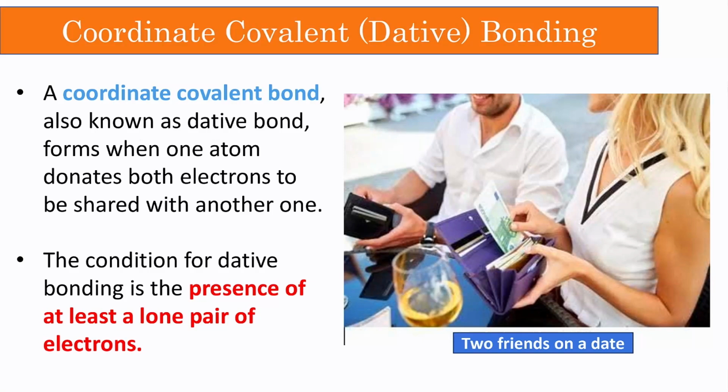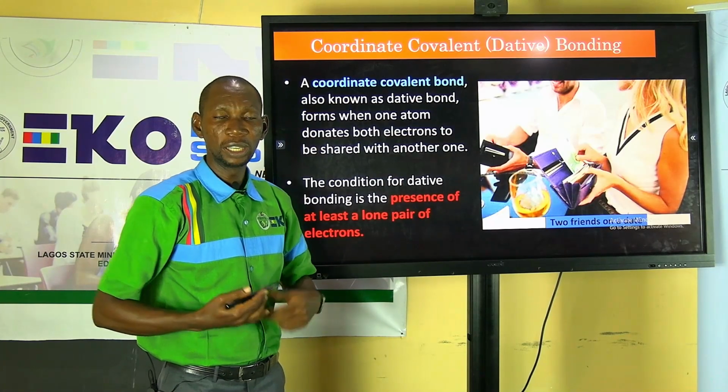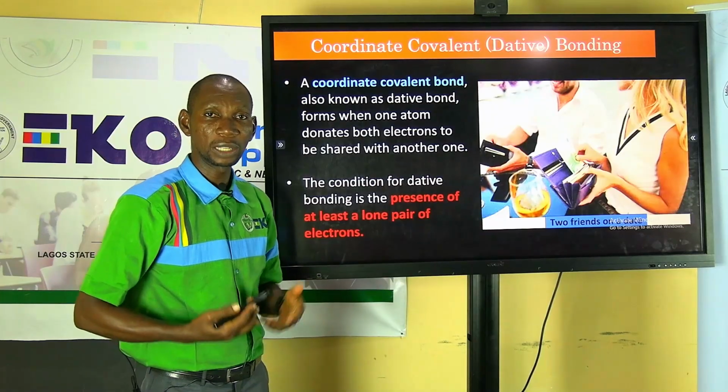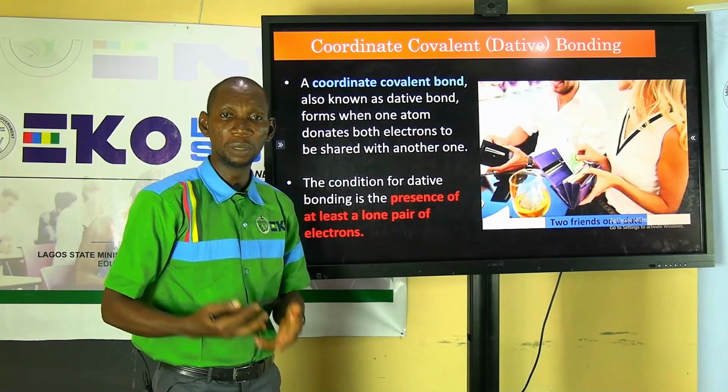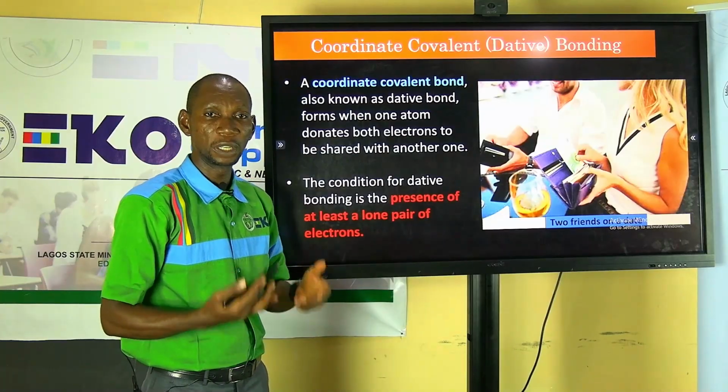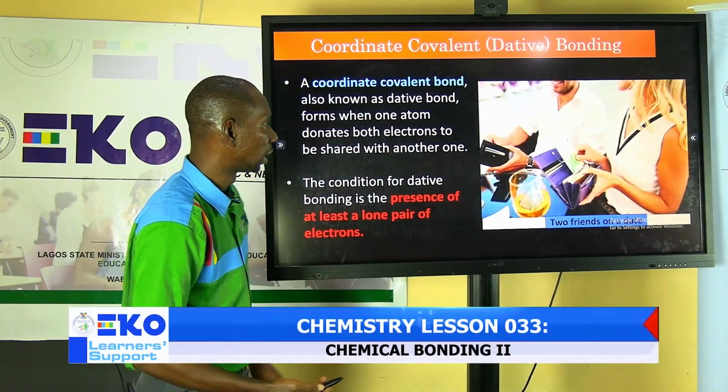The condition for coordinate covalency or dative is the presence of at least a lone pair of electrons. You wouldn't have been able to bail your friend out if you were not buoyant. So for an atom to be able to supply the two electrons involved in forming the bond, it must have what we refer to as a lone pair of electrons.